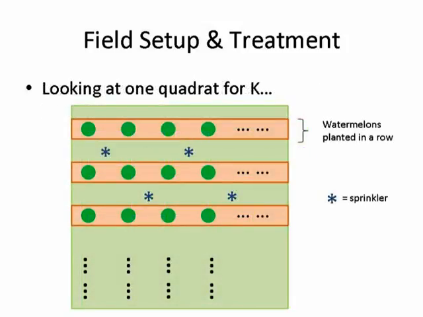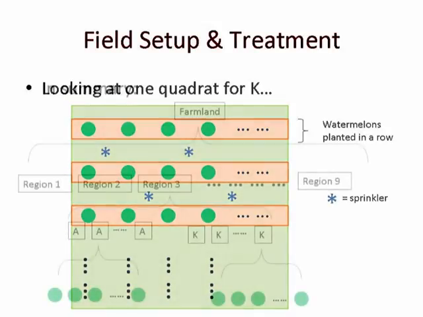Now, let's take a closer look at one of the quadrats using Fertilizer K. All watermelons in it are growing with Fertilizer K only. Each quadrant has 10 rows, and each row has 10 watermelons with separations of 2 meters apart. Each row is also 2 meters apart, with sprinklers in between. Irrigation frequency and water flow are kept constant throughout the study.